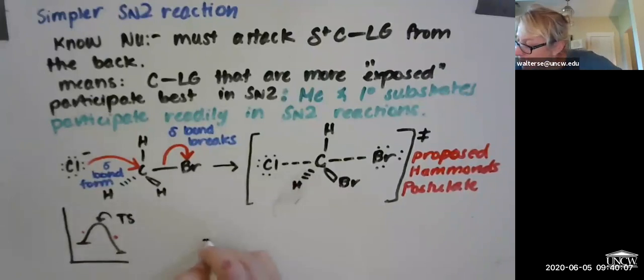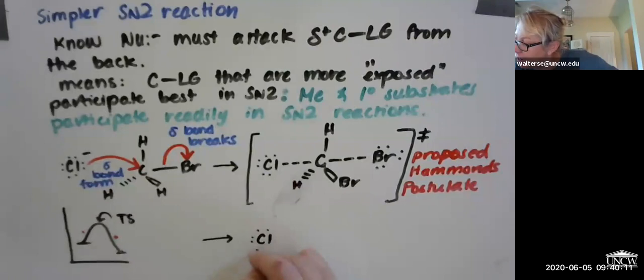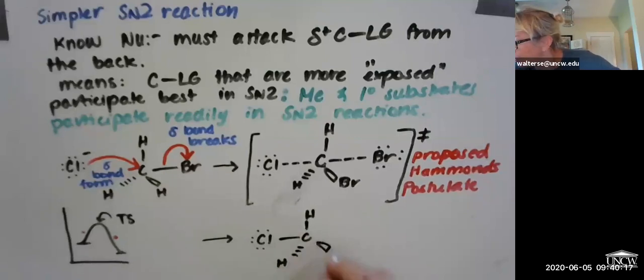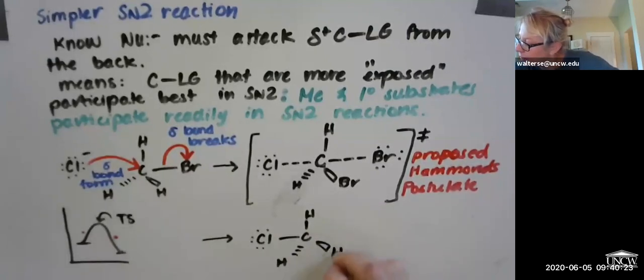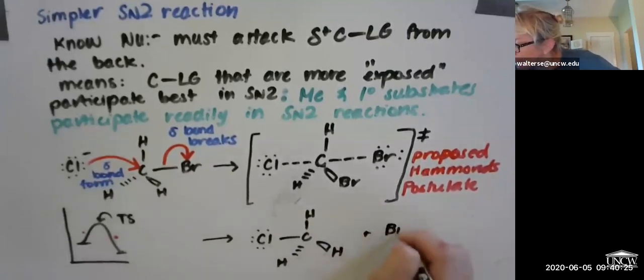Then what happens is you would draw your final product where you would have chloride now attached to that carbon with the hydrogens. And then we would have the bromide gone in the trash.